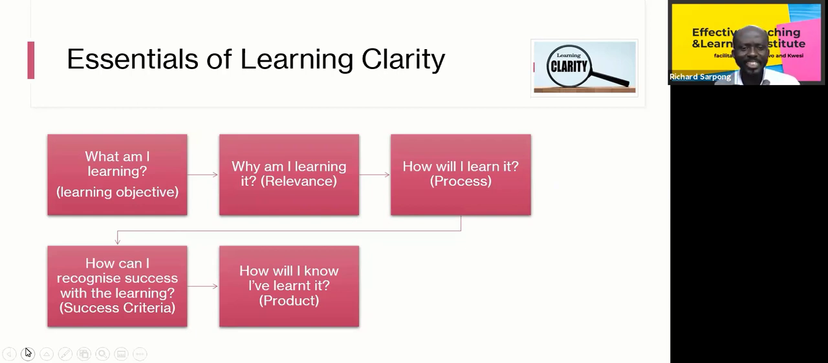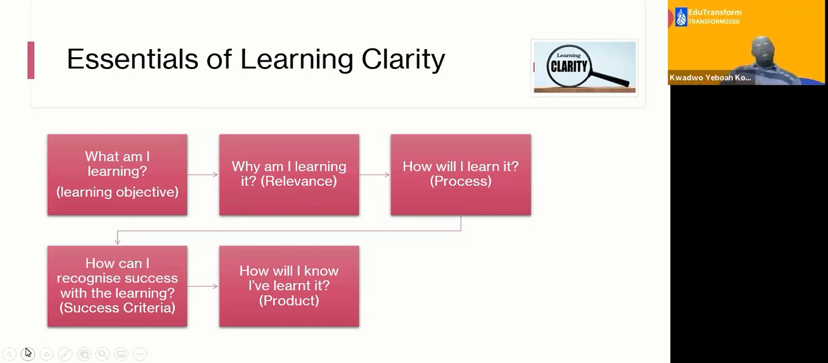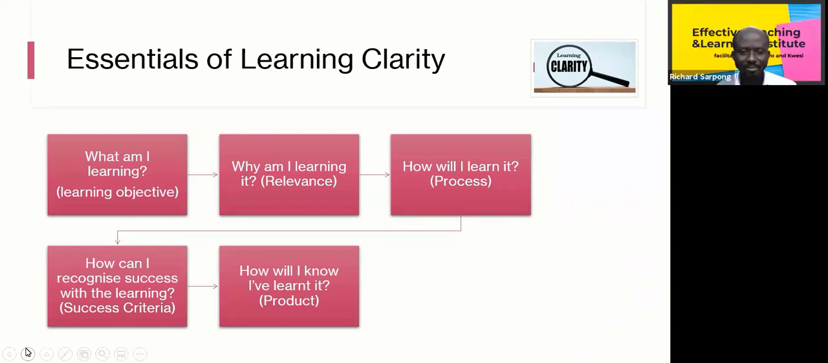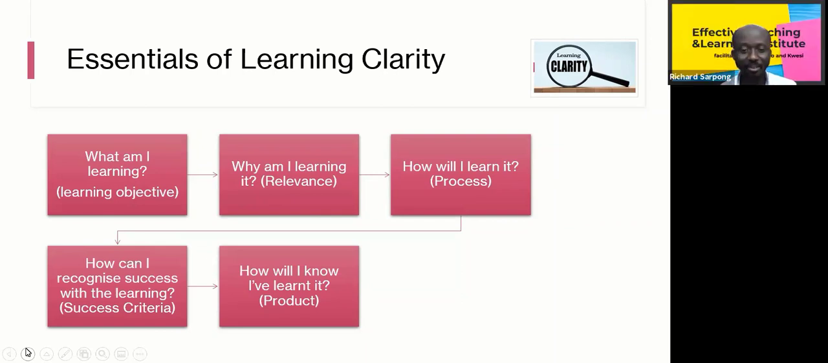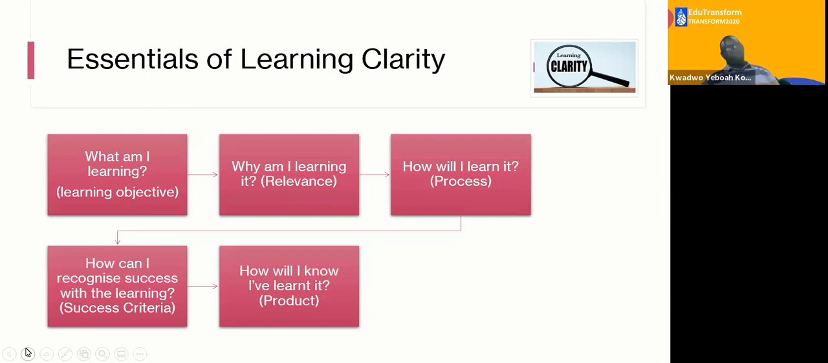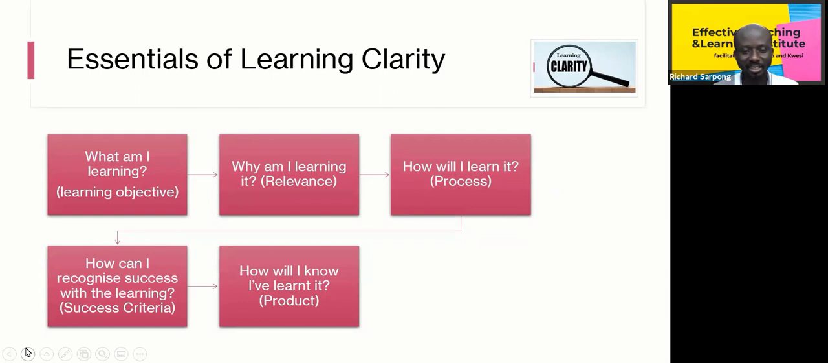So students need all of this. Really, are you saying it is not enough to know what I'm learning, but why I'm learning it is equally important? Yes, because embedded in the learning objective is not only what you are learning, but that you are learning this because of something. So the relevance is key. Why am I learning it?